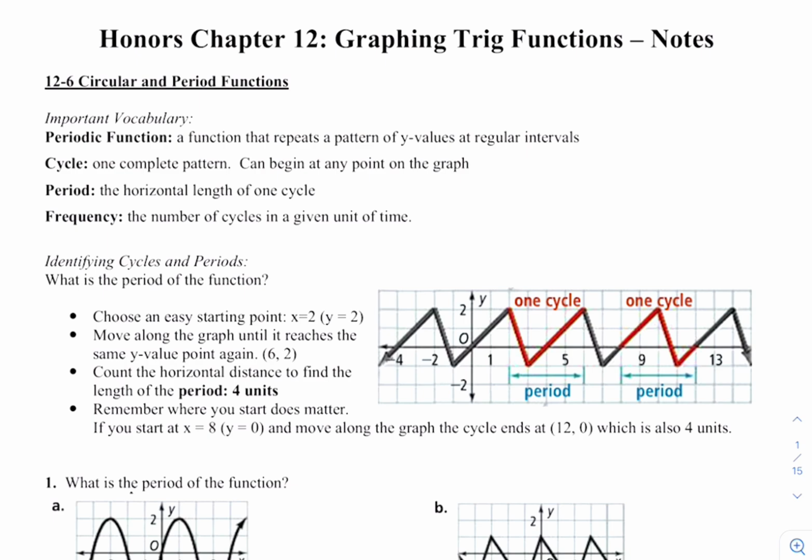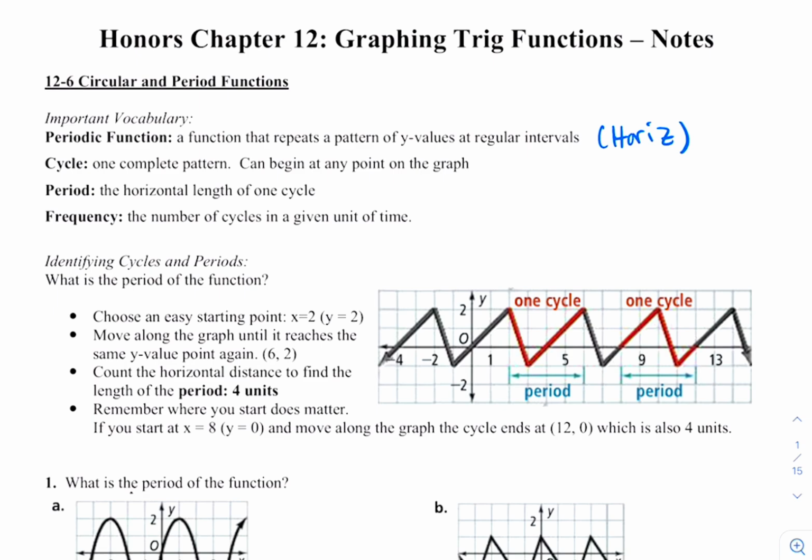And it has to be parallel to the x-axis. So that repeating pattern has to be horizontal. If it's on a diagonal or vertical, it doesn't count as a periodic function. And then within our periodic function, we refer to a cycle as one complete pattern. Within our function, we could have different shapes that are the cycle, so it just depends on what we see first.